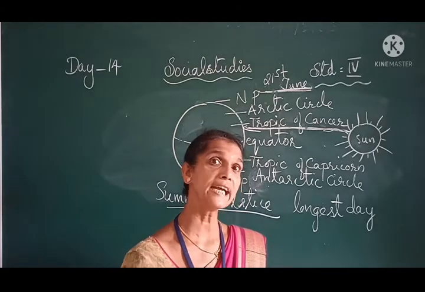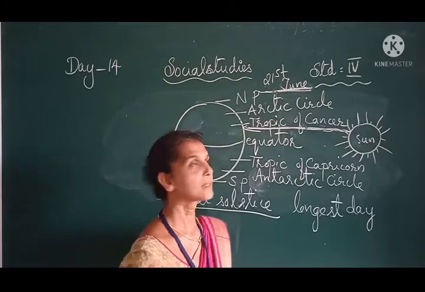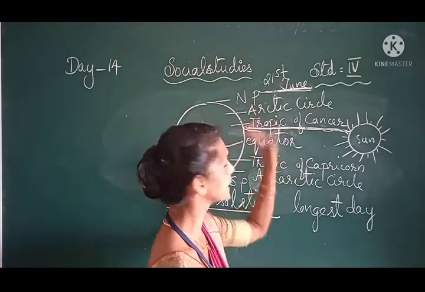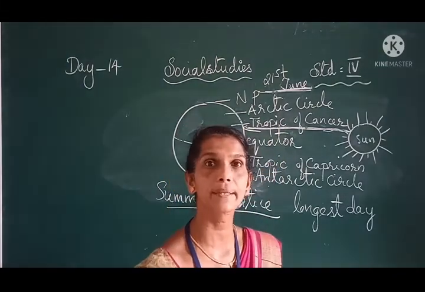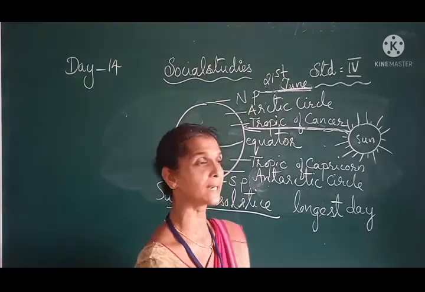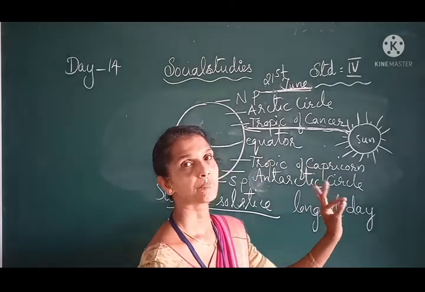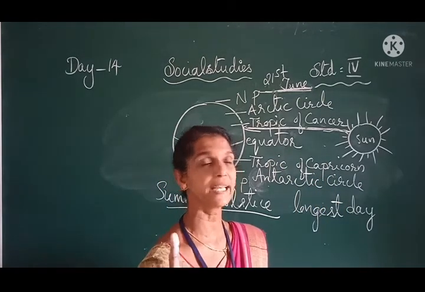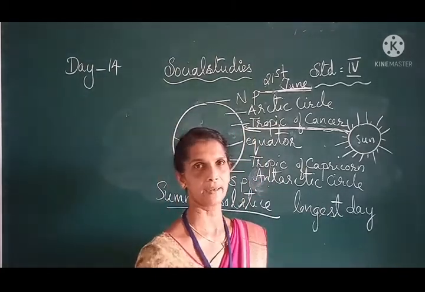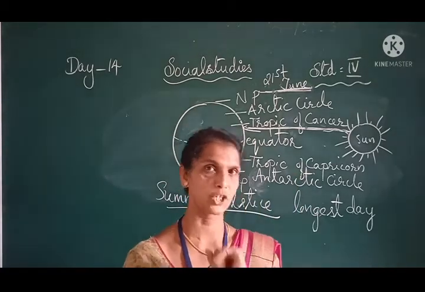On 21st June, we have already studied, when the North Pole gets nearer to the sun, it is summer season in the Northern Hemisphere. Then what is the speciality of 21st June? On 21st June the sun's rays fall directly on the Tropic of Cancer region, right? That day it is the longest day in the Northern Hemisphere and shortest day in the Southern Hemisphere.